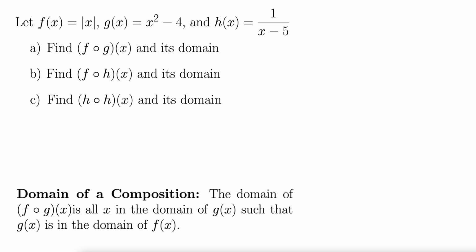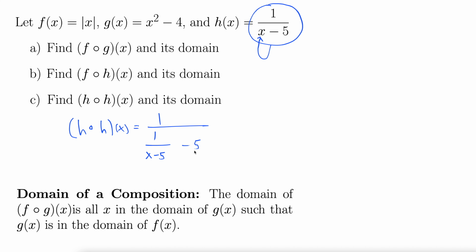For part C, we want to find h composed with h of x. So we're composing a function with itself, along with its domain. What this means is we're taking the entirety of h of x, 1 over x minus 5, and plugging it in to the x. So h of h of x is 1 over, now instead of x, we write the function again, 1 over x minus 5, minus 5.